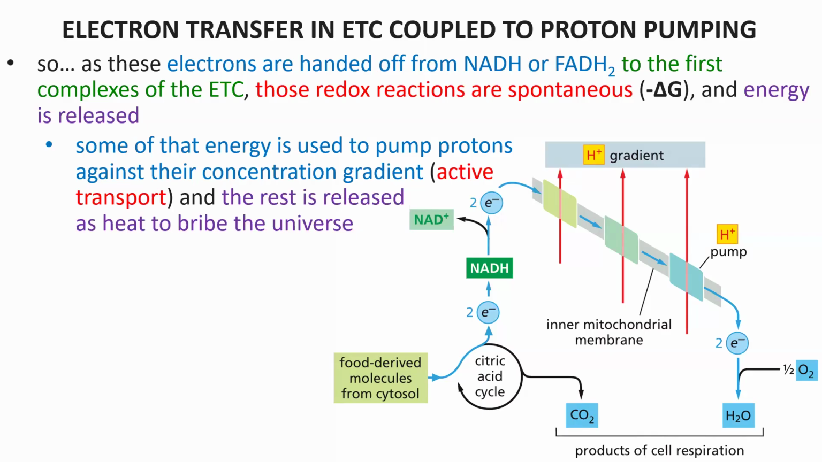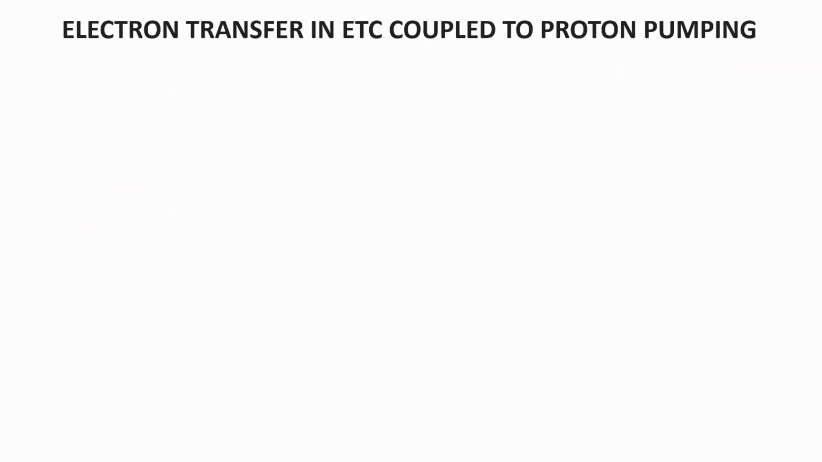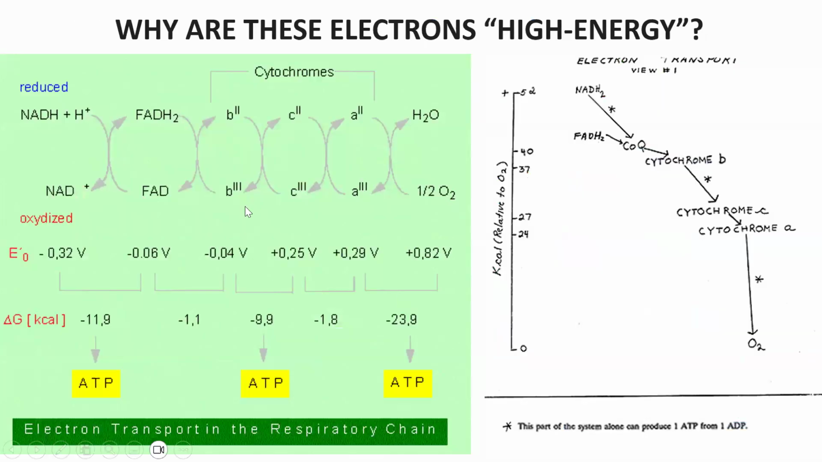That's against their gradient. So whenever you pump anything from low to high, you're doing active transport. And as you've learned in other courses, I'm sure, because for many of you, I'm the one who taught it to you, active transport requires energy. Well, the energy for active transport here at the inner mitochondrial membrane is this energy. It's the energy released from these redox reactions. And where did this energy come from, this energy that was released in the redox reactions? It came from the electrons themselves.